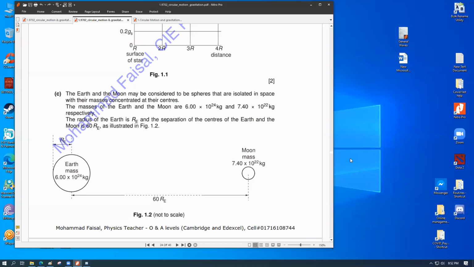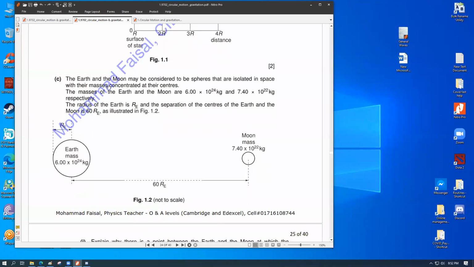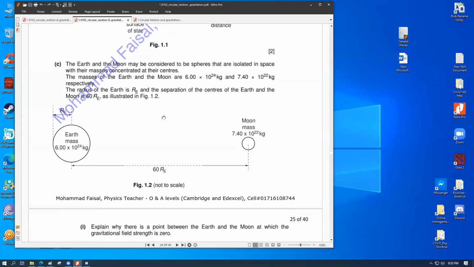Number C is the problem, right? Number C3. This is the question that one of your friends asked. So let's start from here and try to get the idea of it. The Earth and the Moon may be considered to be spheres that are isolated in space with their masses concentrated at their centers. The masses of the Earth and the Moon are 6.00 times 10 to the power 24 kg and 7.400 times 10 to the power 22 kg respectively. The radius of the Earth is RE and the separation of the centers of the Earth and the Moon is 60 RE, as illustrated in figure 1.2.